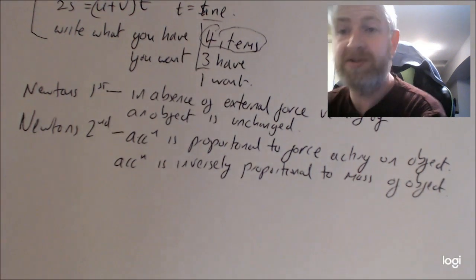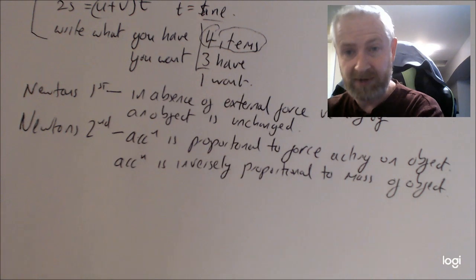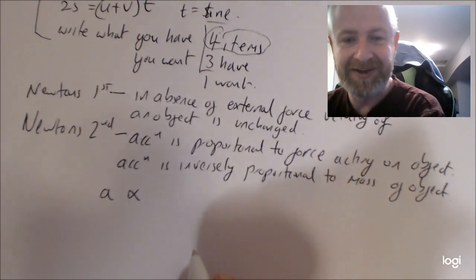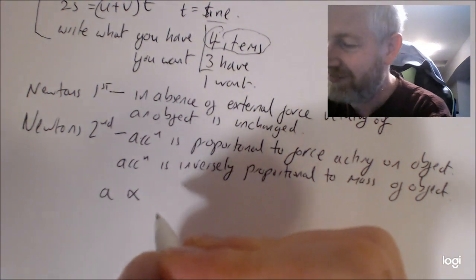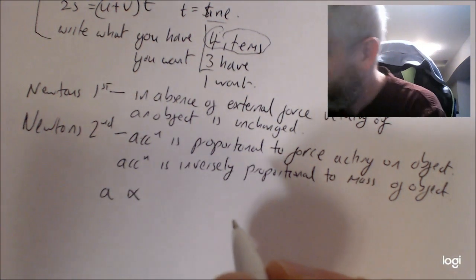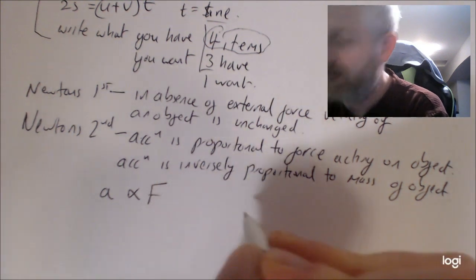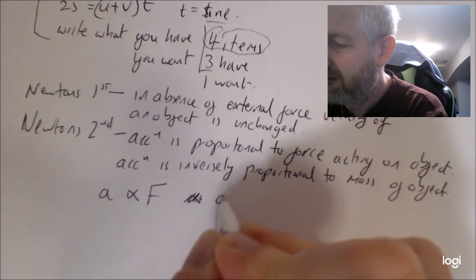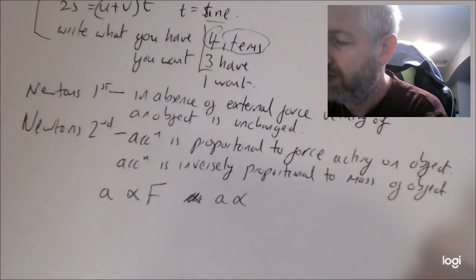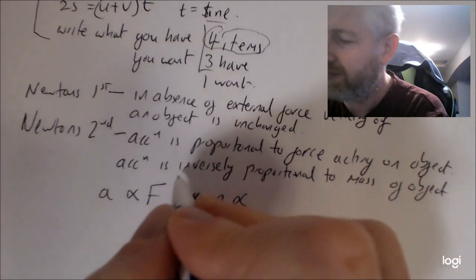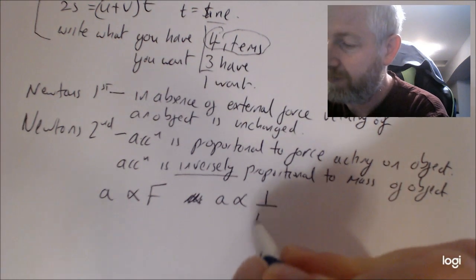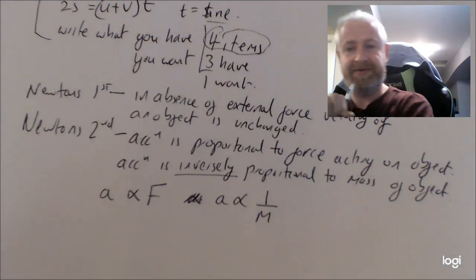And we can write those things mathematically because they're mathematical words. So acceleration, this is actually the symbol for proportional. There we go. Acceleration is proportional to the force. Acceleration is also inversely proportional to the mass of the object.